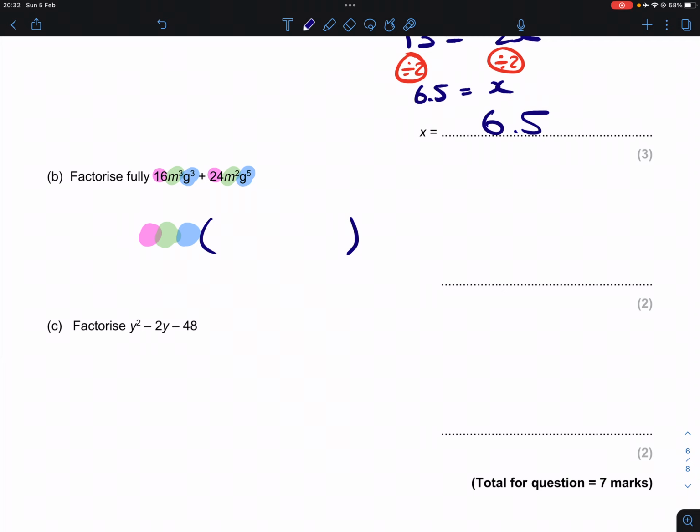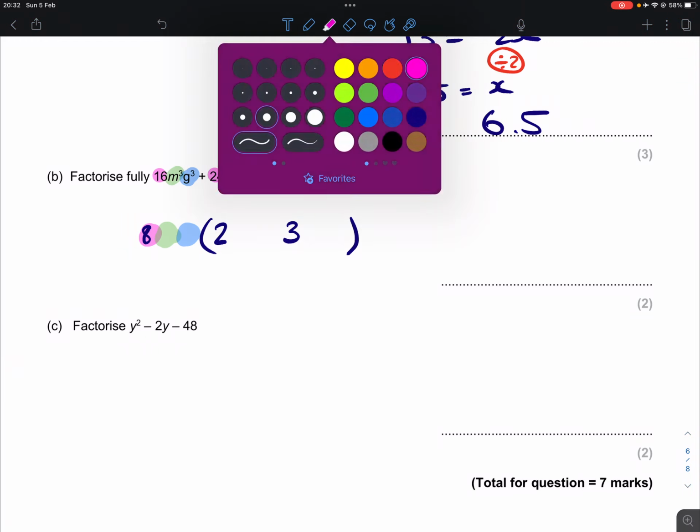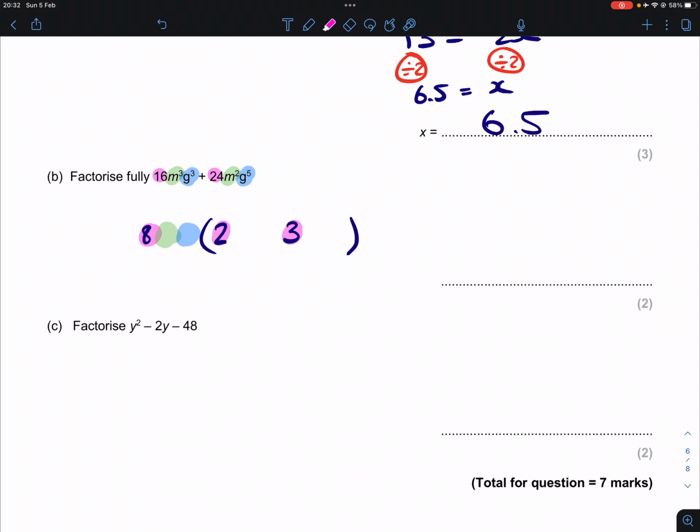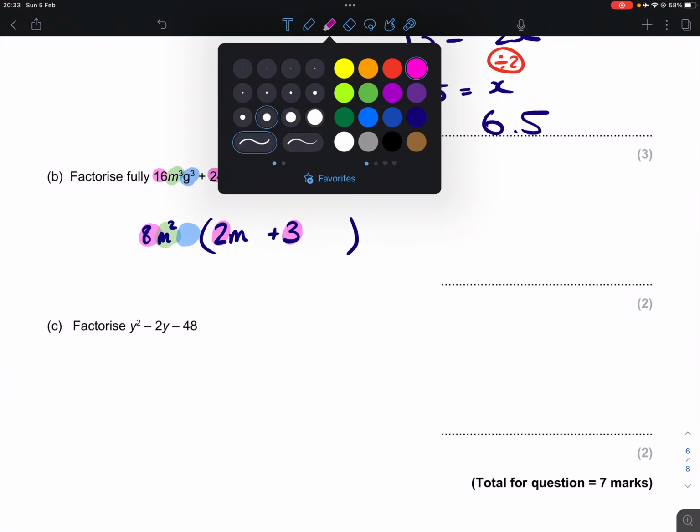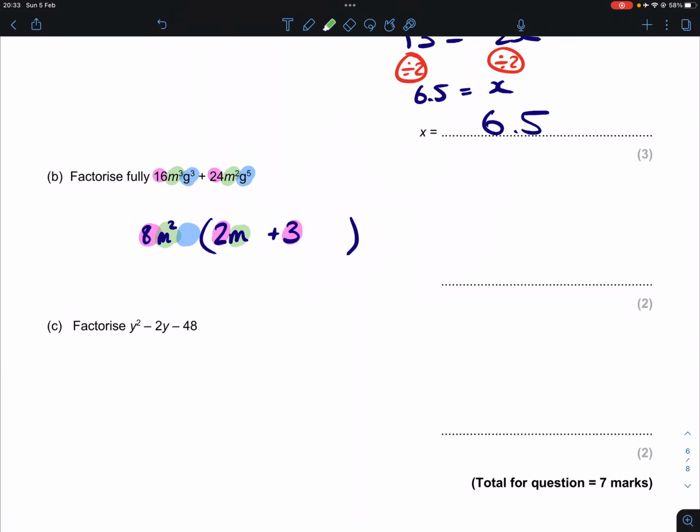So 16 and 24, the highest common factor of those two is 8. Both of them can be divided by 8, which will leave us with a 2 and a 3 in there. I'll also highlight them in pink just to show what's left over, that being a positive 3. From our m's, we have m cubed here and m squared there. The biggest m that they can both be divided by is an m squared. That will get rid of all of this, so there'll be no m's with that term, but there will be one left over with our first term here, so I will have a single m there.